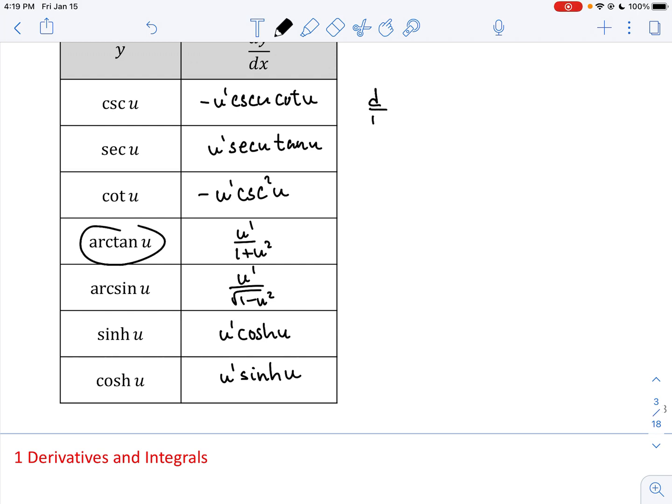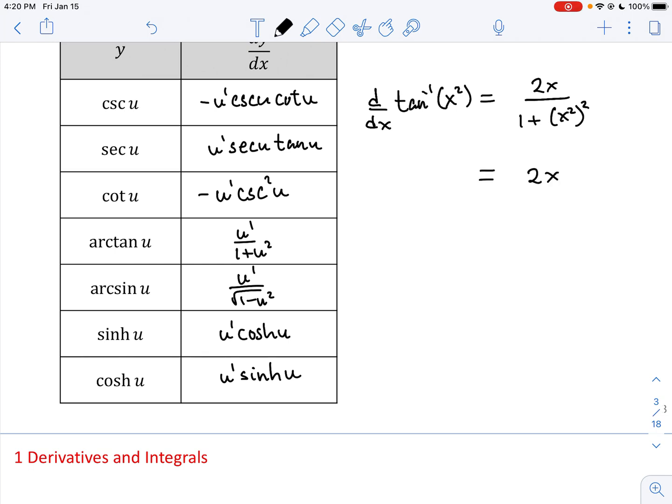So if we do the derivative of the arctangent of, let's say, x squared. So the derivative of this will be the derivative of the argument goes in the numerator. So the derivative of x squared is 2x. And that goes over 1 plus the argument, which is x squared, but then that needs to be squared. So this is effectively the u prime up there over the 1 plus u squared, right, where u is the x squared function. Of course, this can simplify a little bit. We would say 2x over 1 plus x to the 4th.